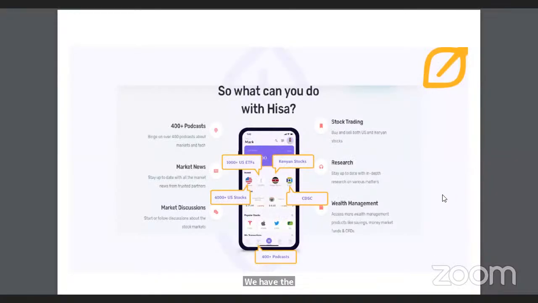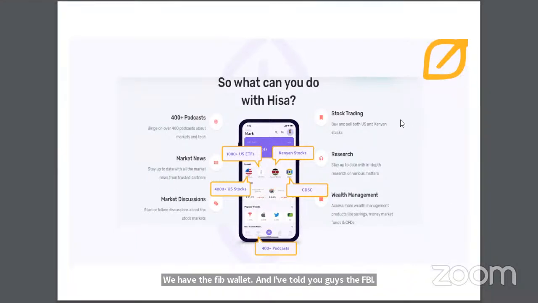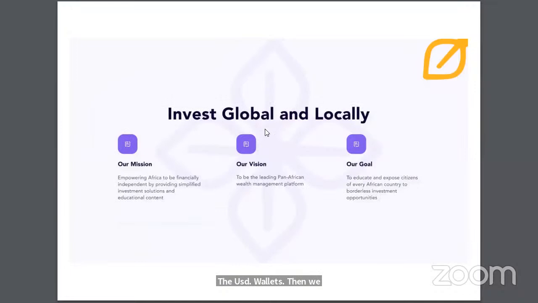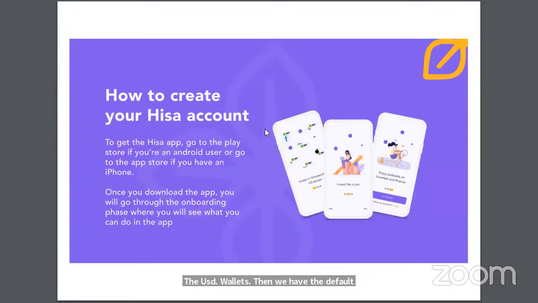Okay. So that was a question from Masichem Tai. So we are on the wallet section. We have three wallets. We have the FIB wallet, and I've told you guys the FIB wallet stands for the Faida Investment Bank. Then we have the USD wallet. Then we have the default wallet. Okay, so let me explain about these three wallets.